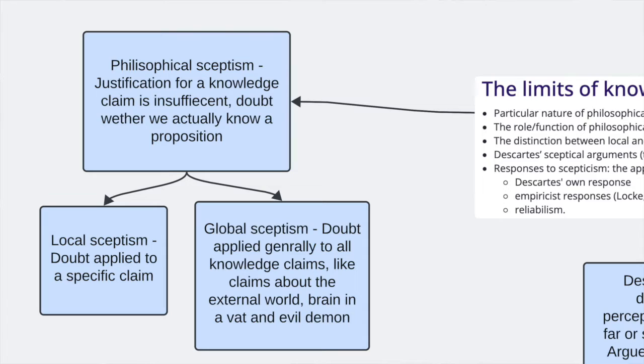Now, without me explaining these terms, I'm sure you sort of understand what they mean. Local skepticism is doubt applied to a specific claim or a specific branch of knowledge claim. And then global skepticism, as the term suggests, is about all our knowledge claims, a whole epistemic structure. And this includes thought experiments and hypotheses like the brain in a vat thought experiment or the evil demon hypothesis posed by Descartes.